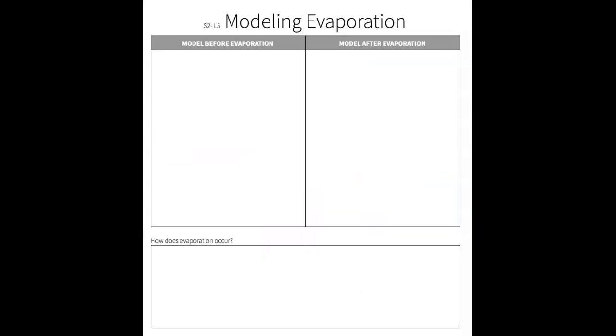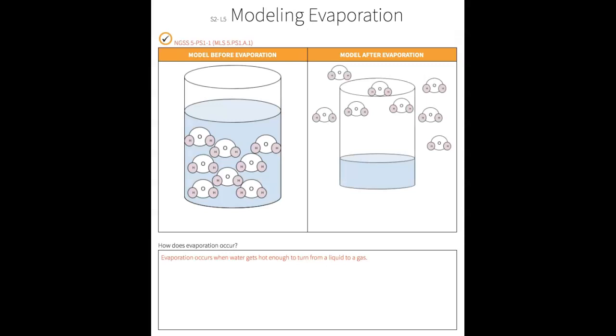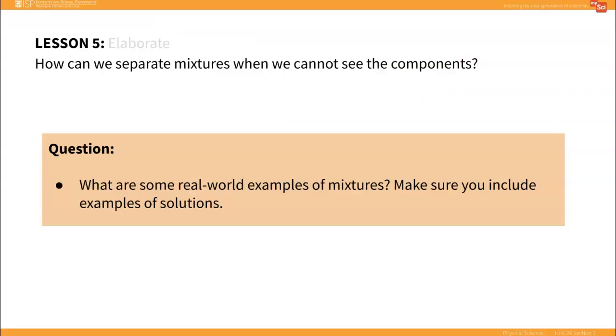After watching the videos and showing students the picture models, have students fill out modeling evaporation found in their student journal. In their model, students should show as the molecules of water evaporate, the amount of water in the solution decreases. In the Elaborate portion of this lesson, you'll brainstorm ideas of real-world examples of mixtures.